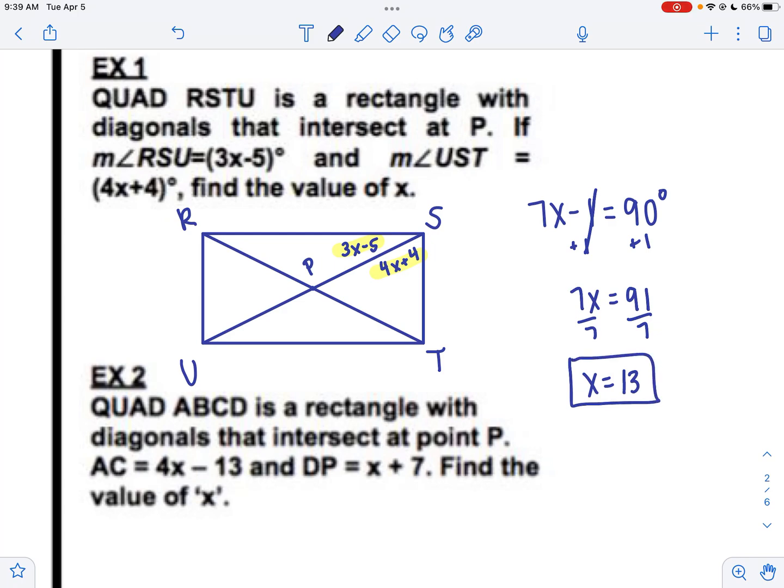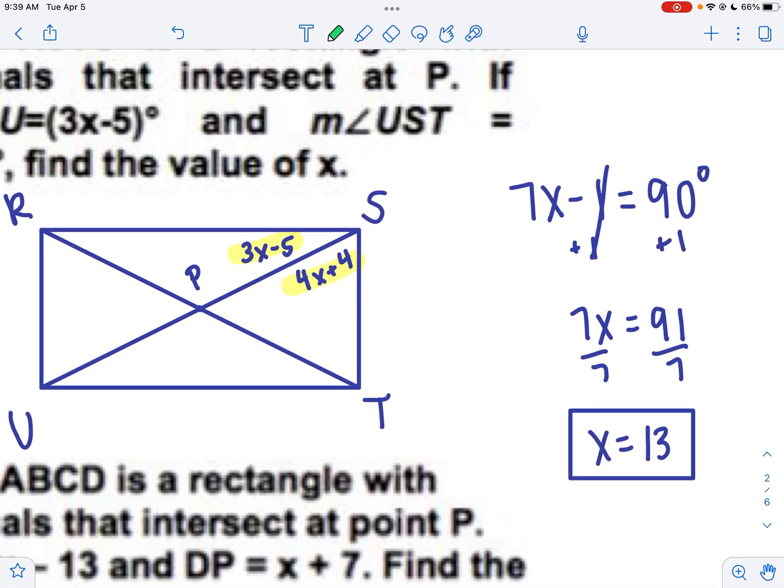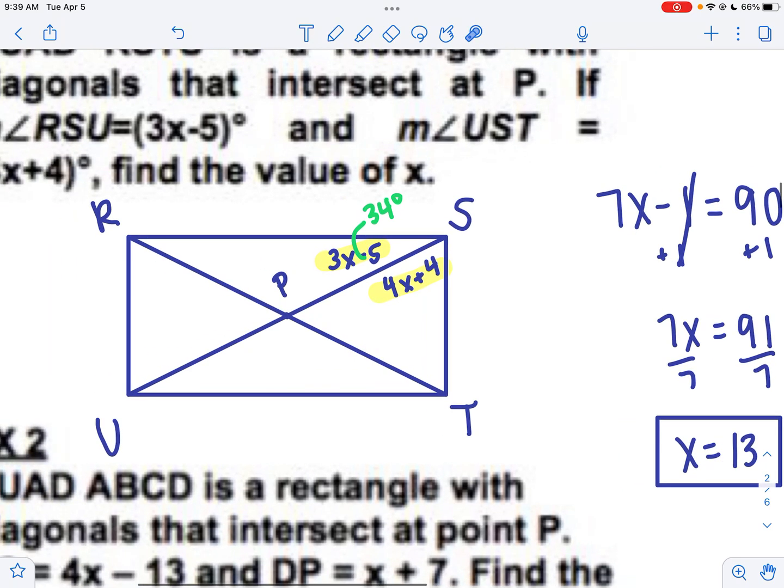Now, just because I know x, I can go plug that back in and I can find pretty much every other angle here. So if I go to plug it back in, 3 times 13 minus 5 would be 34 degrees. So this piece right here would be 34 degrees. Okay, which means if it follows a pattern, this would be 34 and then this one across would be 34. I can kind of look at the picture to guide me. Remember that these are all the same. So if this is 34 and that's 34, then this is 34. And this one is 34.